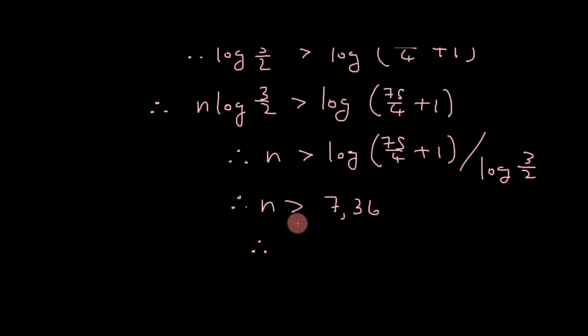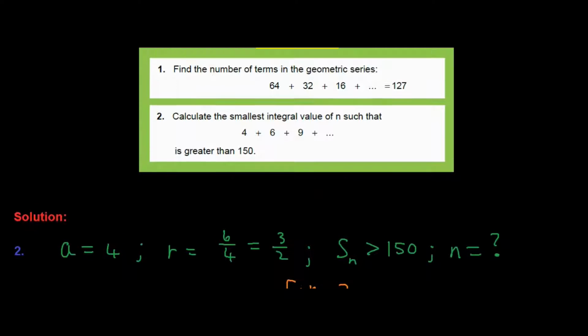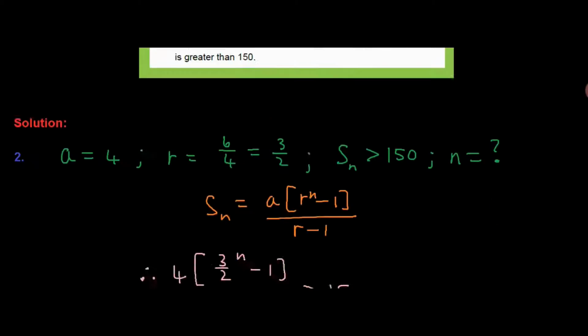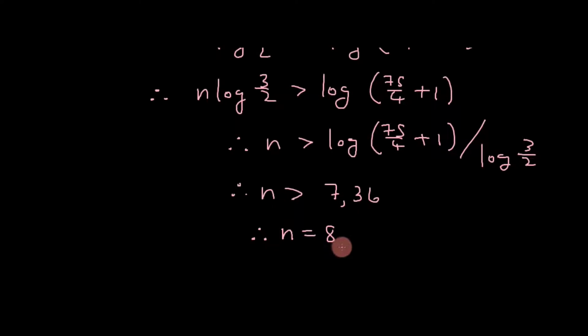And the natural number closest to 7,36 but greater than it is of course 8. So n is equal to 8. So to go back to the question, the smallest integral value of n, such that this sum is greater than 150, is in fact n equals 8.